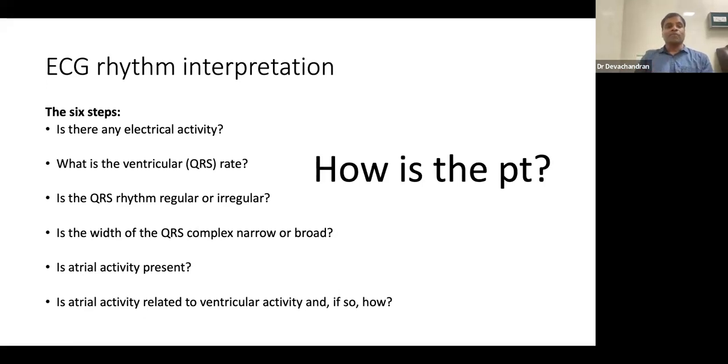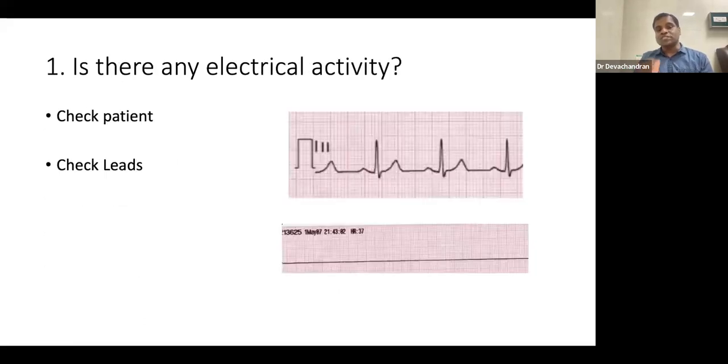Okay, right. So let's go through the 6 questions one at a time. On the right side, you see 2 ECG strips. The bottom one has a straight line. So whenever you see a straight line on the monitor, the first thing you should do is check the patient. How is the patient? Because if there is no electrical activity, the patient is likely to have suffered an arrest or dead. Check the patient first, and then check the leads. Don't do it the other way around.